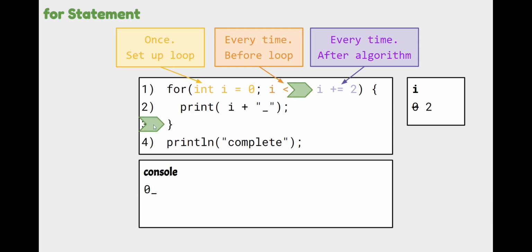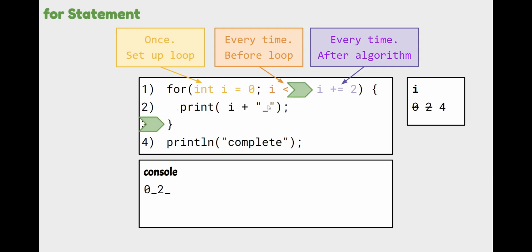We are at the end of our loop, which means now we do our update and we're going to increment i by 2. So i is no longer 0, i is now 2. Since we are at the end of our loop, we now go back up to our looping condition and we check that again. Now we're checking if 2 is less than 5. That's true. We step inside, we print i and an underscore, so we print 2 underscore.